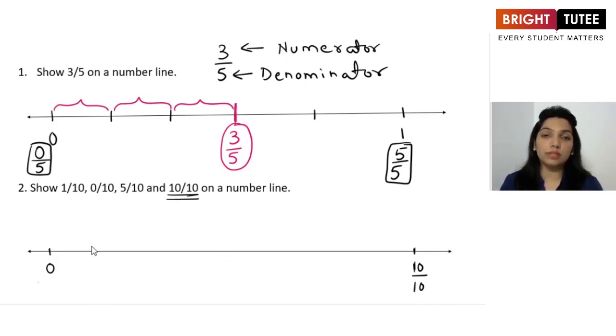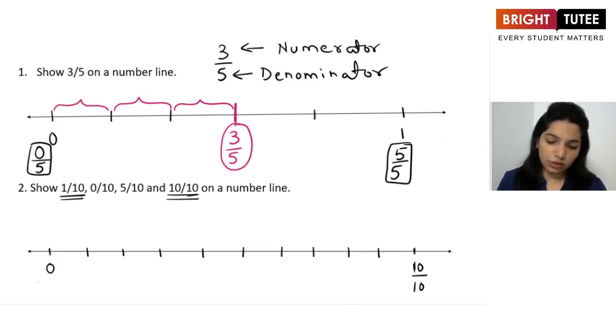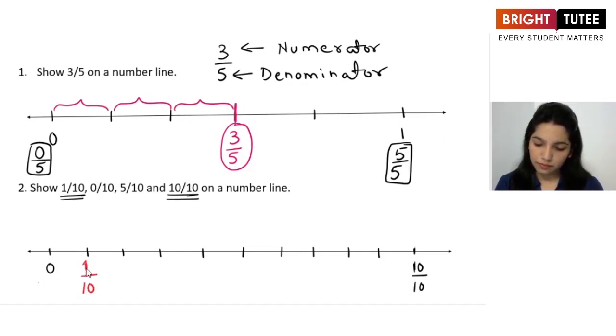I'm sorry if I'm not able to divide it accurately into the parts. Make sure that you do it by measuring, right? So this is 1, 2, 3, 4, 5, 6, 7, 8, 9 and 10. Okay. So we have roughly divided this line into 10 equal parts and let us mark all the points. Here it says 1 over 10. So where do you see 1 over 10 in your line? It is here. 1 over 10.